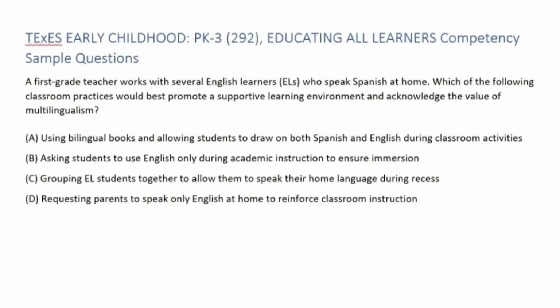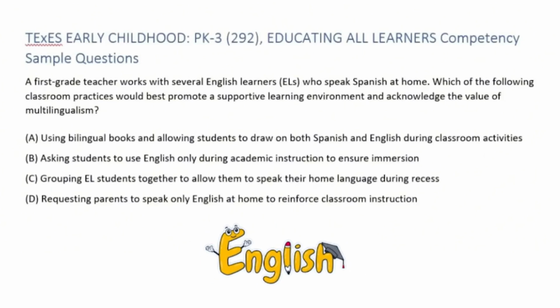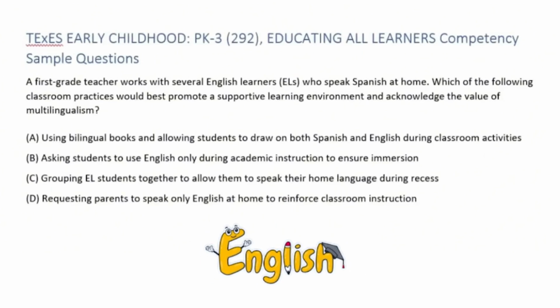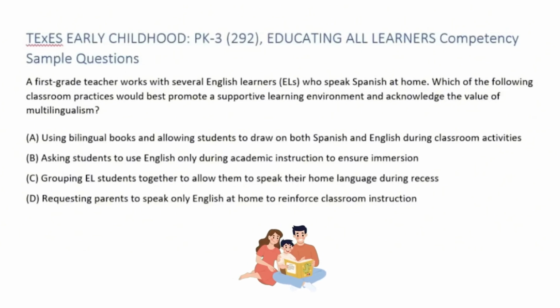All right, let's review our last question. A first grade teacher works with several English learners who speak Spanish at home. Which of the following classroom practices would best promote a supportive learning environment and acknowledge the value of multilingualism? A. Using bilingual books and allowing students to draw on both Spanish and English during classroom activities. B. Asking students to use English only during academic instruction to ensure immersion. C. Grouping EL students together to allow them to speak their home language during recess. Or D. Requesting parents to speak only English at home to reinforce classroom instruction.